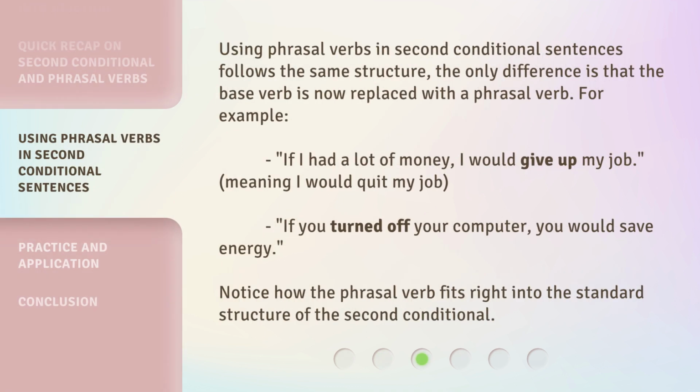Using phrasal verbs in second conditional sentences follows the same structure. The only difference is that the base verb is now replaced with a phrasal verb. For example, if I had a lot of money, I would give up my job. Meaning I would quit my job. If you turned off your computer, you would save energy. Notice how the phrasal verb fits right into the standard structure of the second conditional.